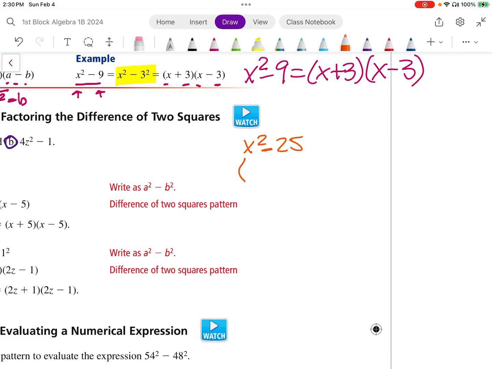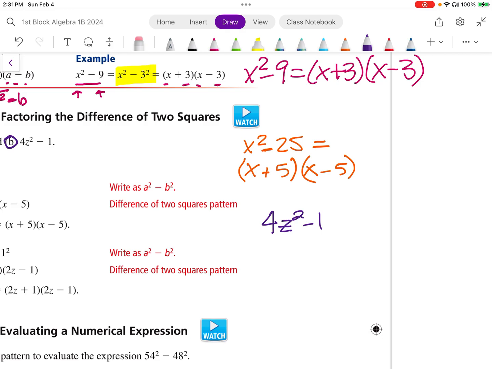So we take the square root of x squared, which is x. We take the square root of 25, which is 5. One's plus, one's minus. So factoring x squared minus 25, x plus 5 times x minus 5. B. B says 4z squared minus 1.